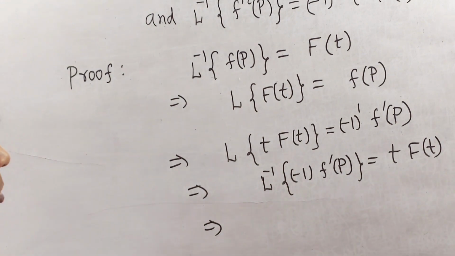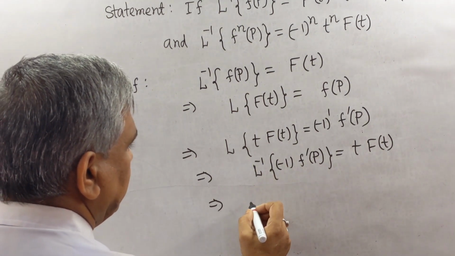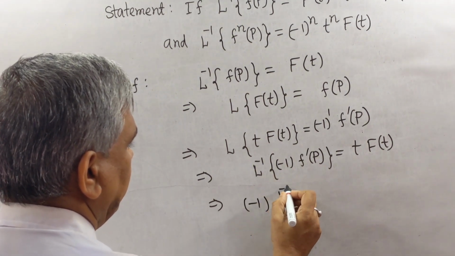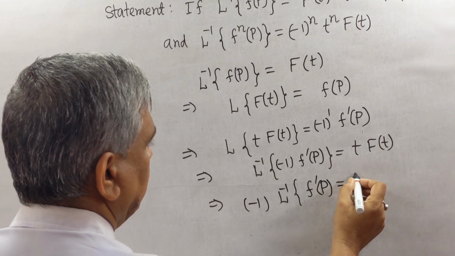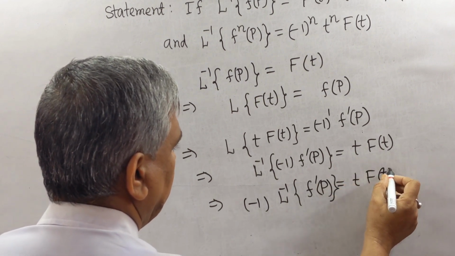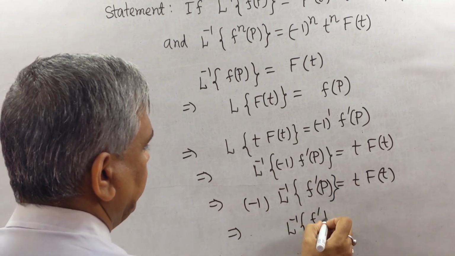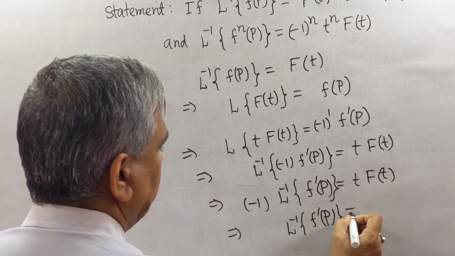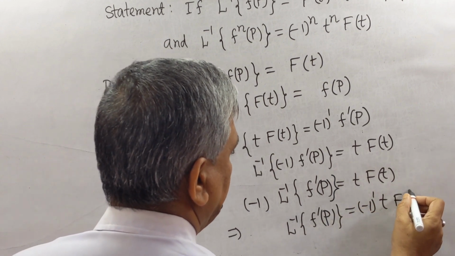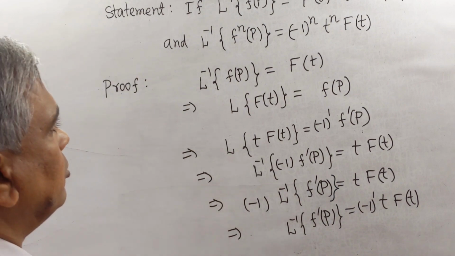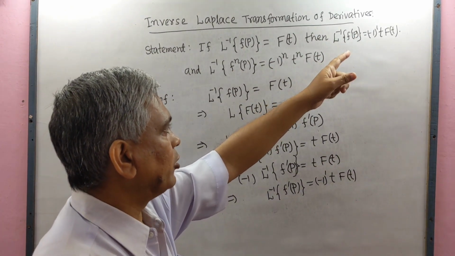Since inverse Laplace transformation is linear transformation, minus 1 will come out: minus 1 L inverse F dash(p) equal to t f(t), implies that L inverse F dash(p) equal to minus 1 to the power 1 t f(t). So this is proved.